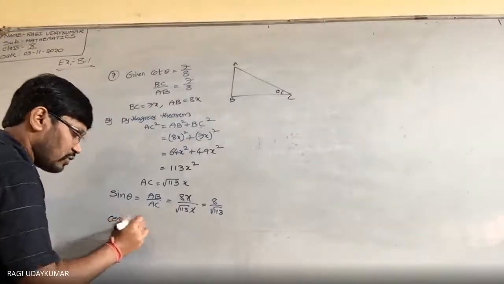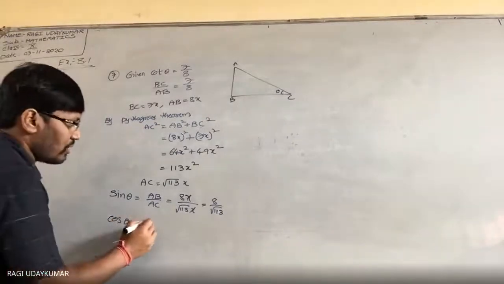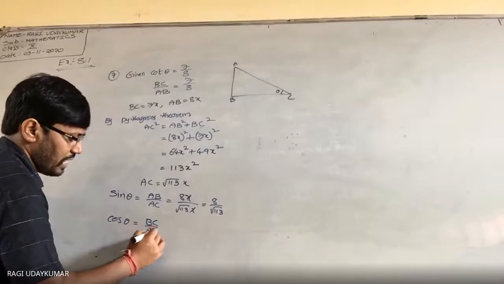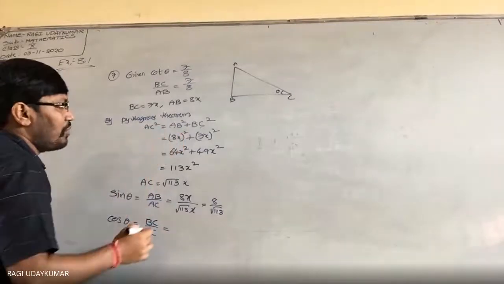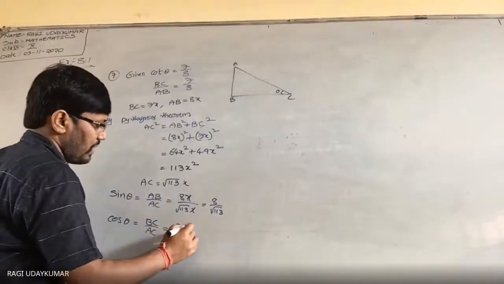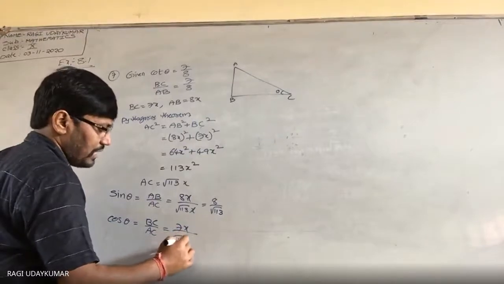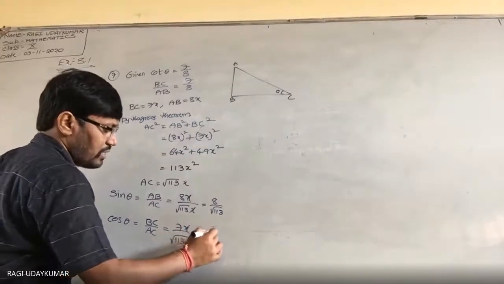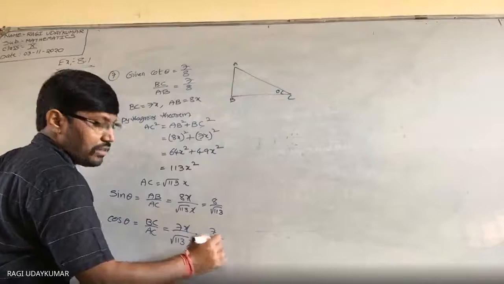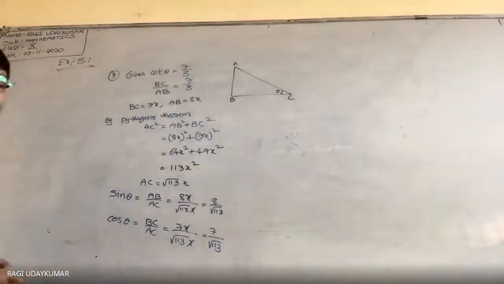And cos theta also you find out. Cos theta is equal to BC by AC. So BC value, how much here? 7x by under root of 113x. X will get cancelled. 7 by under root of 113. Now what is it asking you to evaluate?